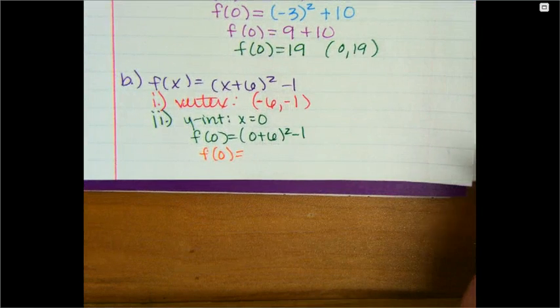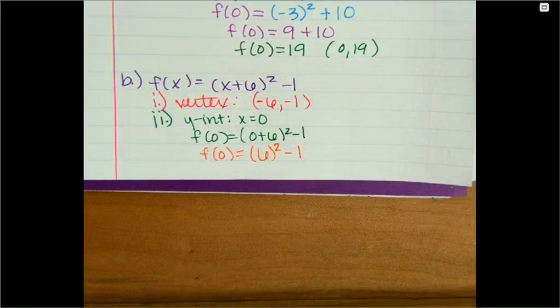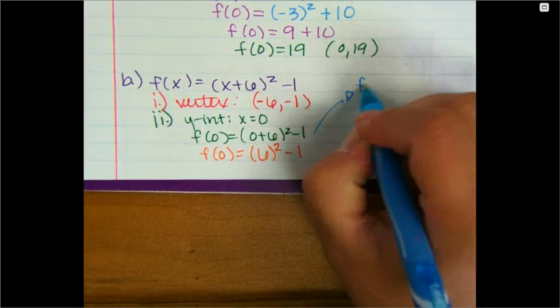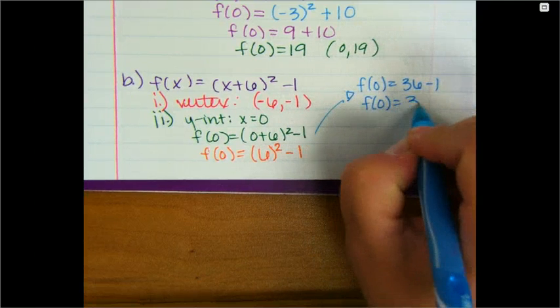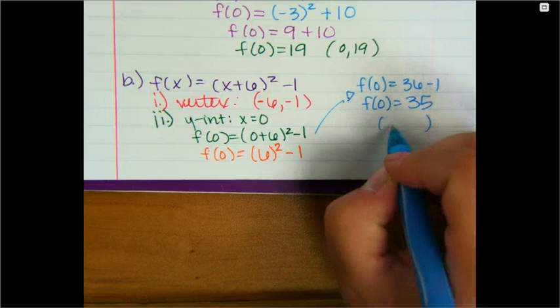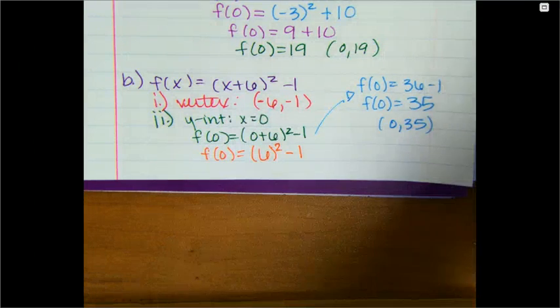0 plus 6 is what? 6 squared minus 1. What's 6 squared? 36 minus 1. 35. I don't want to graph this. Lord help us. Ordered pair. 0, 35. We got it all right? Good.